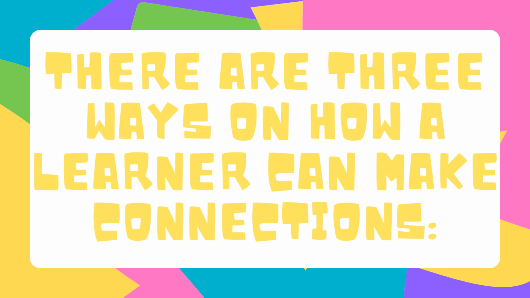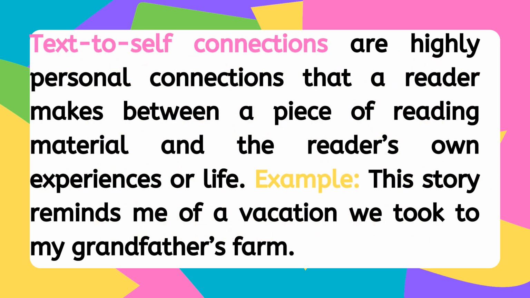There are 3 ways on how a learner can make connections. Text to self connections are highly personal connections that a reader makes between a piece of reading material and the reader's own experiences or life. Example: this story reminds me of a vacation we took to my grandfather's farm.